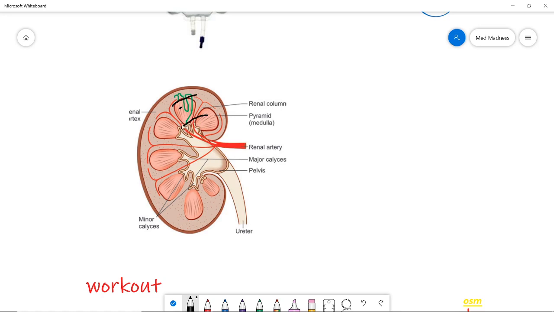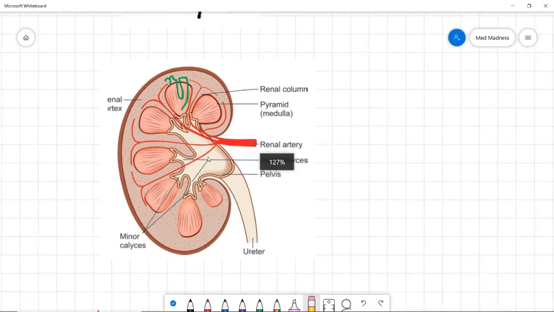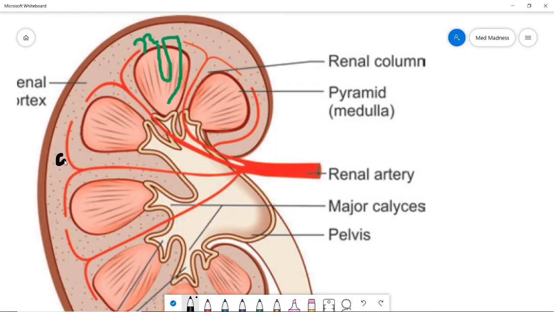What is the importance in it? So the medulla has very high osmolarity. Let me zoom this image for you. So this is the cortex and this is the medulla. Note that a loop of Henle and a part of collecting duct is in the medulla. This is very important because this medulla has very high osmolarity, mainly contributed by urea.